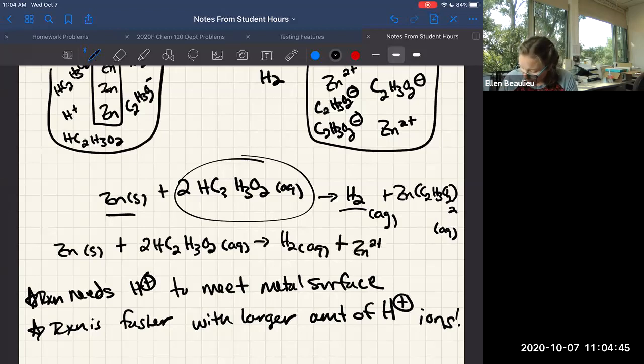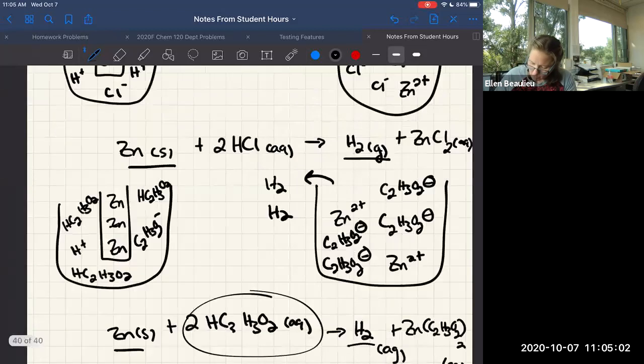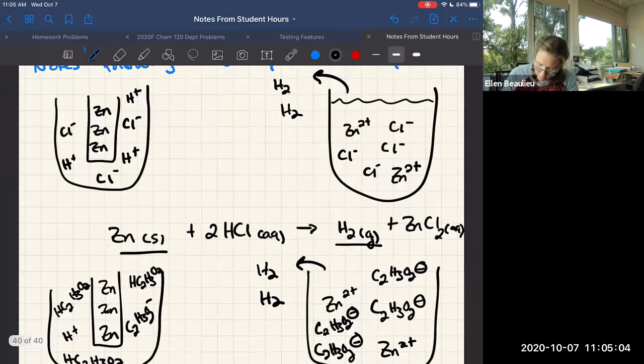So zinc 2 plus and 2 CO3 minus. Or sorry, not CO3 minus, this isn't carbonate. What am I saying? 2 acetates. 2 C2H3O2 minus aqueous. Whereas up here, I also didn't put my NIE. Everything that's underlined, solid, liquid, or gas stays the same. So we're going to have zinc and hydrogen.